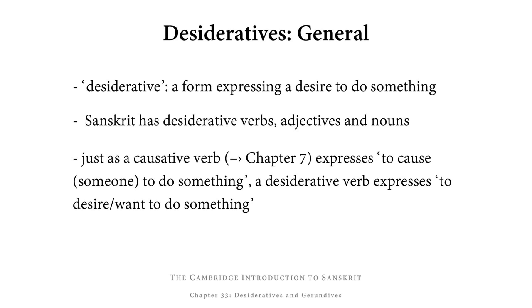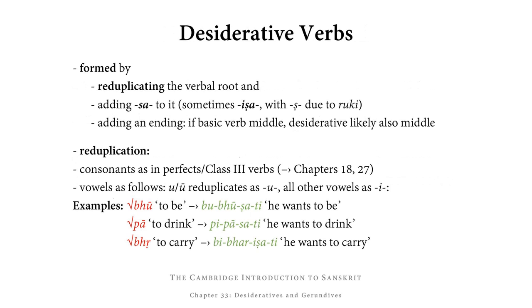First of all, desiderative verbs. Now, in chapter 7, we were introduced to causative verbs, which express the idea to cause someone to do something. And parallel to that, a desiderative verb expresses the idea of to desire or to want to do something. These desiderative verbs are formed by reduplicating the verbal root and then adding sa to it. Sometimes it's not sa but isha, where the s has changed to sh due to ruki after the i. And then to that we add an ending.